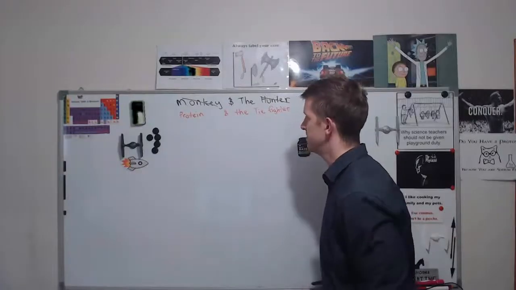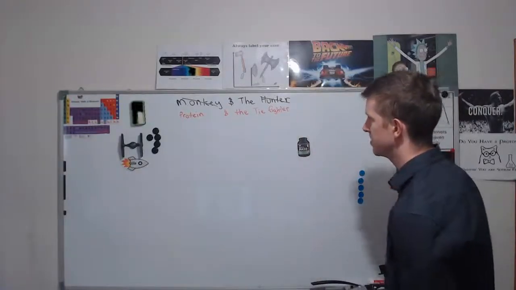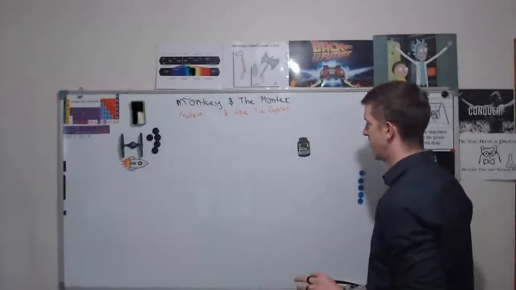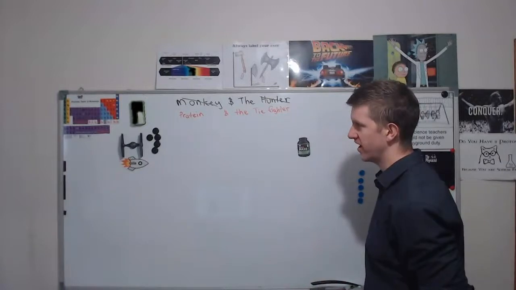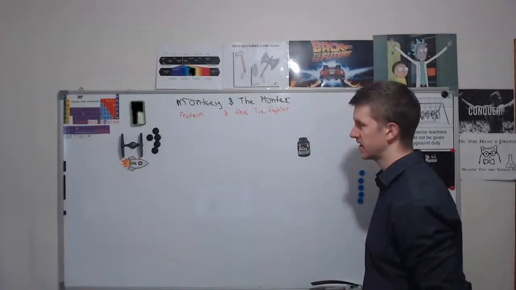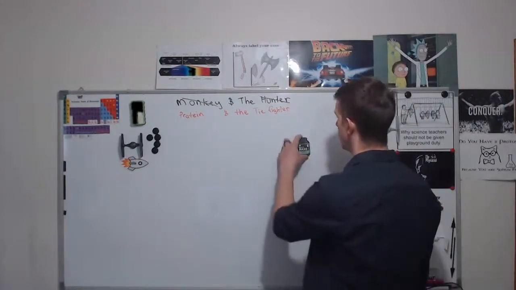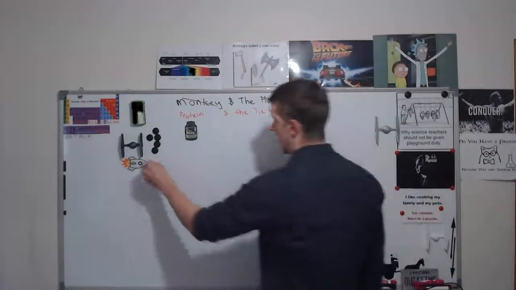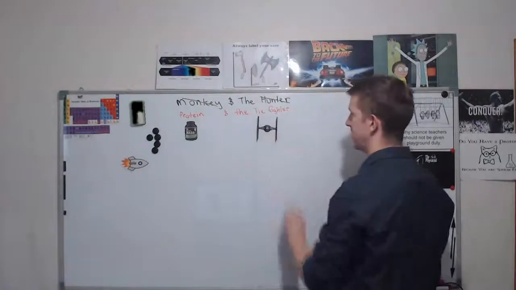So this is a little bit of an alternative version to the concept, but it's called the monkey and the hunter situation. I don't have a monkey or any sort of hunter or bullet-looking objects, so I've substituted a magnetic protein, don't ask me why I have it, and a TIE fighter as my hunter.